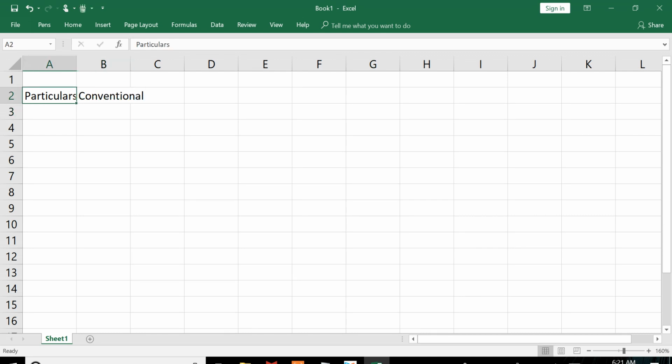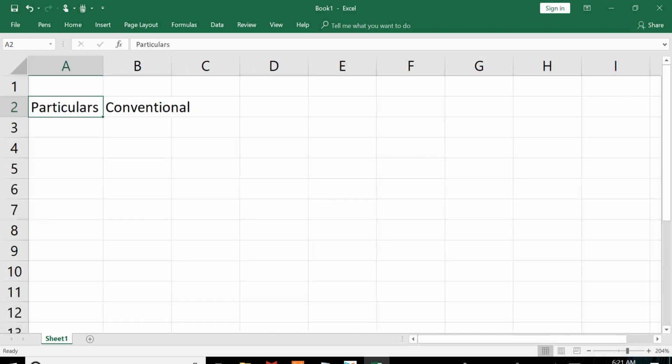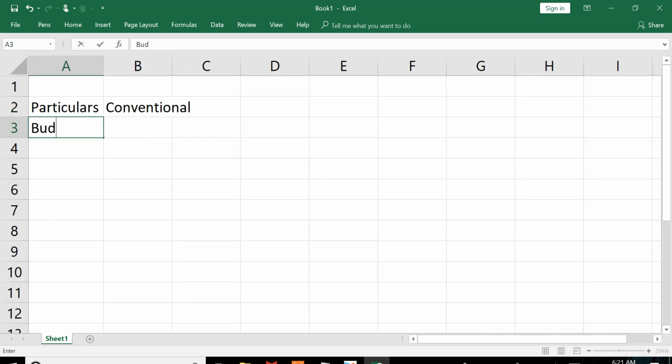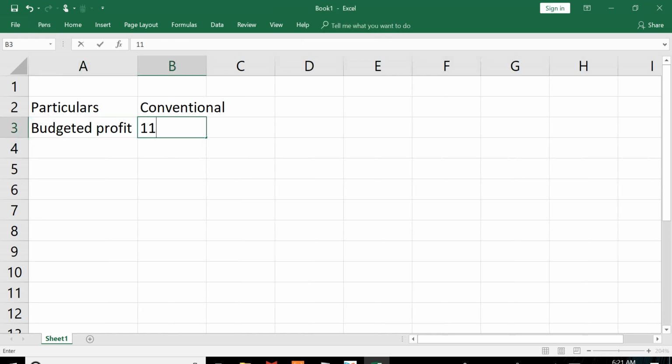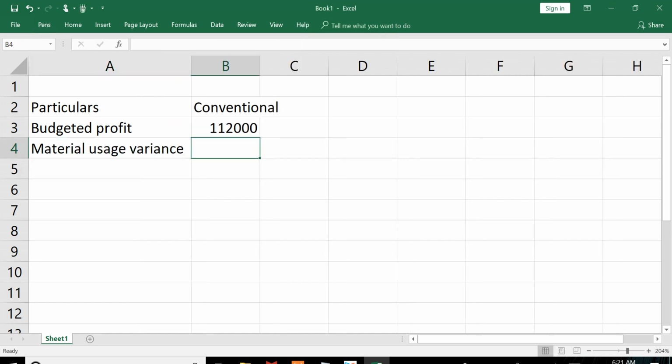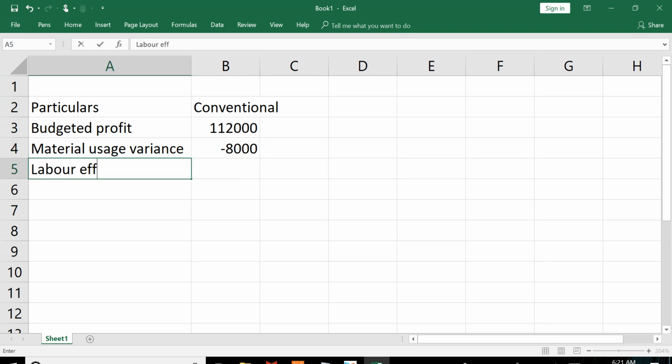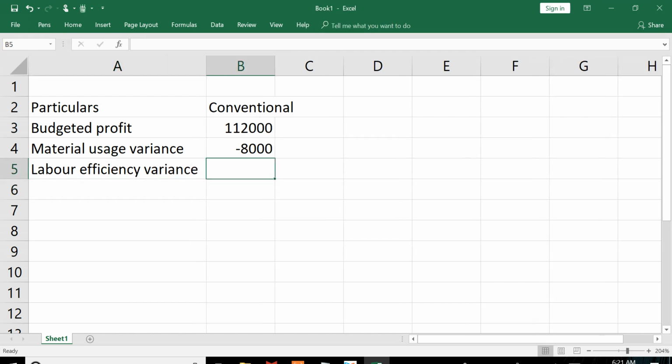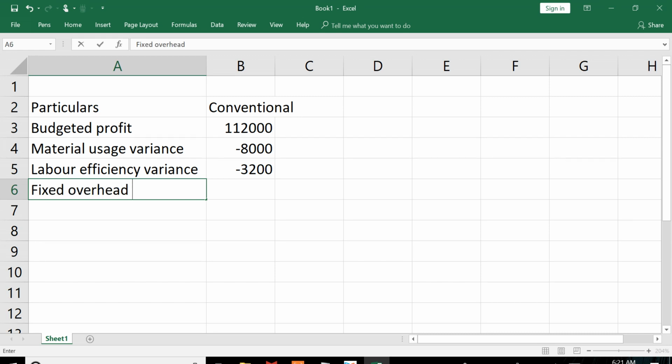We were doing conventional method. In the conventional method, what was the budgeted profit? 1,12,000. I will have material usage variance. How much was that? Okay, I'll put minus 8,000. Labor efficiency variance. How much? 3,200. Fixed overhead volume variance.